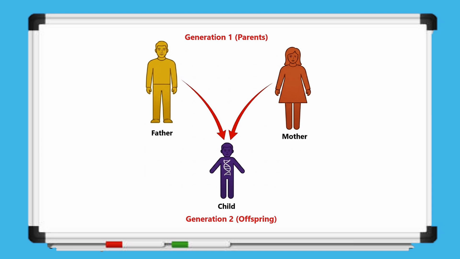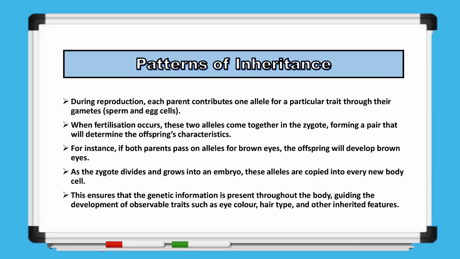So, the genetic mechanism of inheritance involves each parent passing on chromosomes containing genes, which together influence the features and characteristics of the offspring. The pattern of inheritance is quite simple. During reproduction, each parent contributes one allele for a particular trait through the gametes, which are the sperm and egg cells. When fertilization takes place, these two alleles come together in the zygote, forming a pair. This pair of alleles determines the characteristics of the offspring. For example, if both parents pass on alleles for brown eyes, the offspring will have brown eyes.